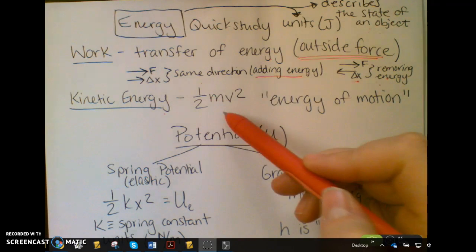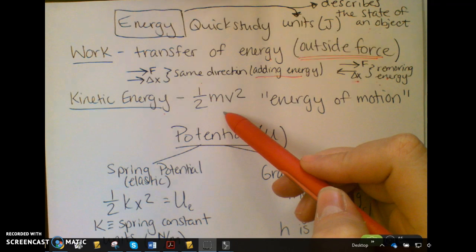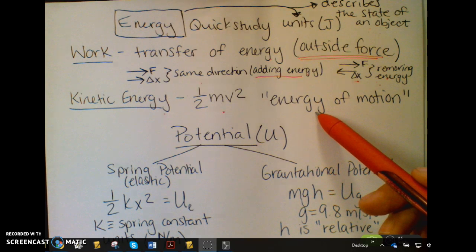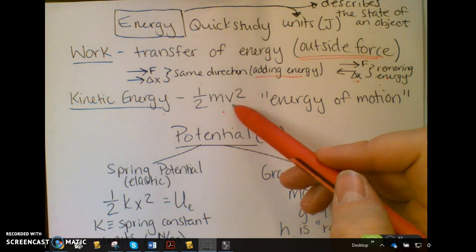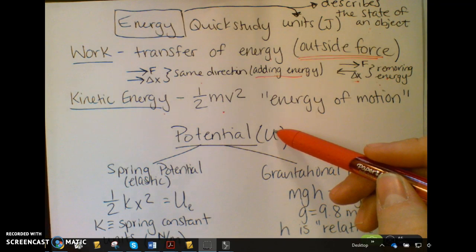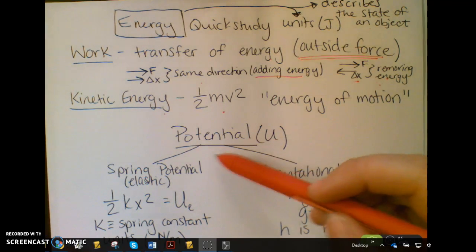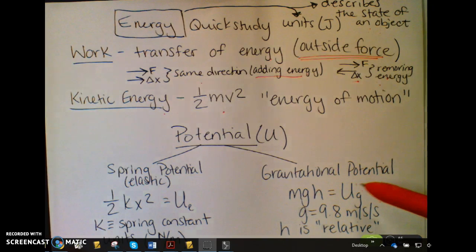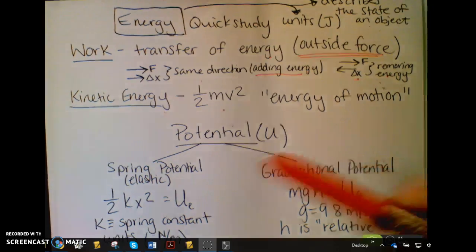Kinetic energy is given by the equation 1/2 mass times velocity squared, and this is considered our energy of motion. If an object is moving, it has kinetic energy. This V is speed. It is not velocity, so we do not have to find components when looking at kinetic energy. Potential energy. We have two types: spring potential or elastic potential energy, and gravitational potential energy.